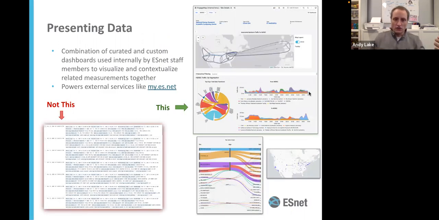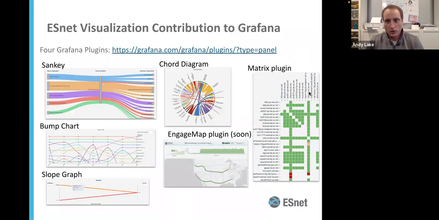Moving up the stack a little, and not just running the infrastructure, what do we actually do with all this data once we have it stored? We tried really hard to provide interesting visuals for all of this. This slide shows the big raw text records of the different data, and it says not this. We actually do both, because sometimes it's handy to be able to look at the raw data. But we also use Grafana and things like my.ESnet to provide some interesting visuals.